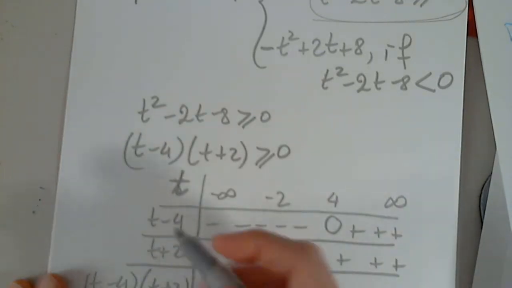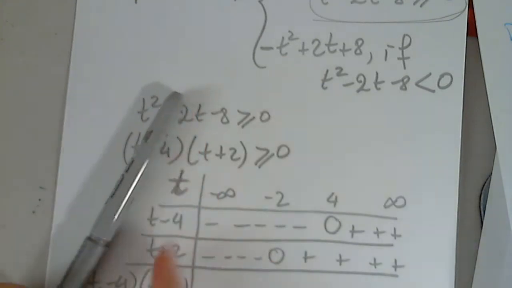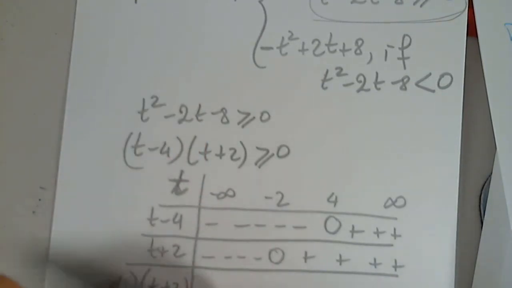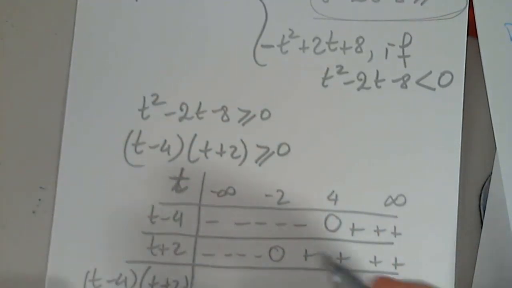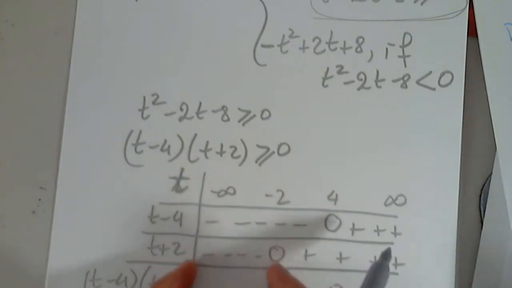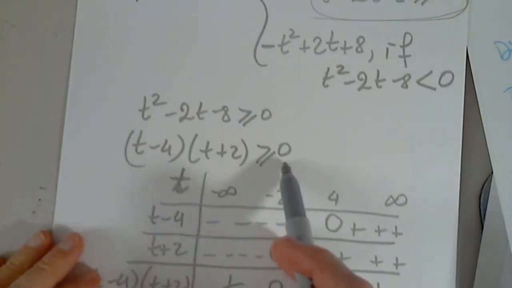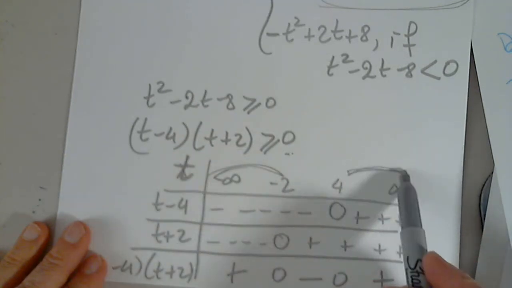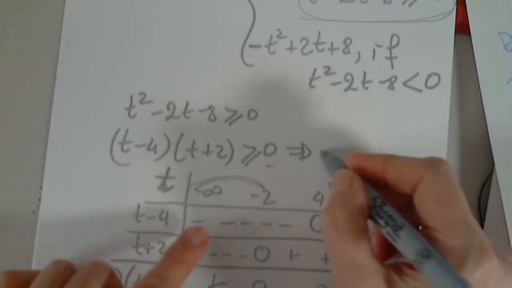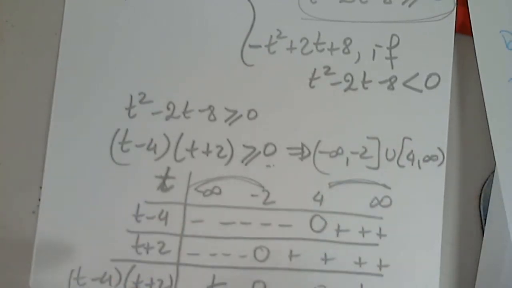How do I know? These are linear functions with a positive slope. They have to come from negative and go to positive. The slope is positive. If the slope were negative, they would have been reversed. But that's not the case. 0 here, 0 here. Obviously, when I multiply two negatives, I get a positive. When I multiply a negative and a positive, and when I multiply two positives. So this inequality has this solution. So negative infinity, negative 2, union 4 to infinity.